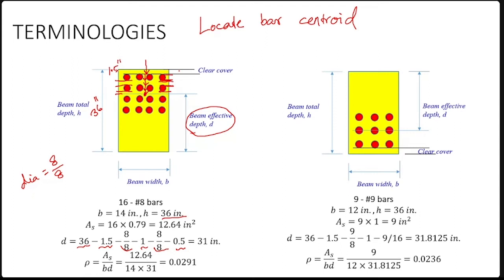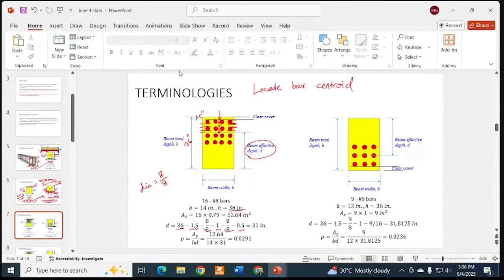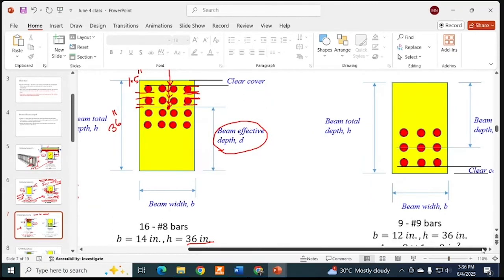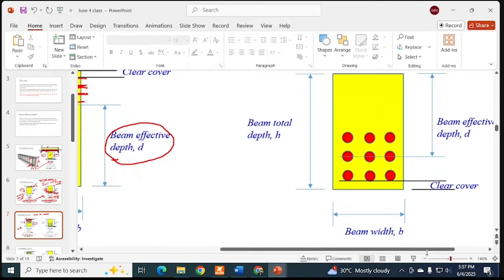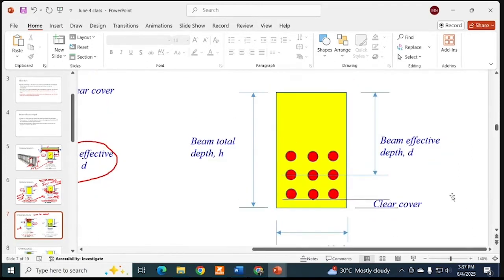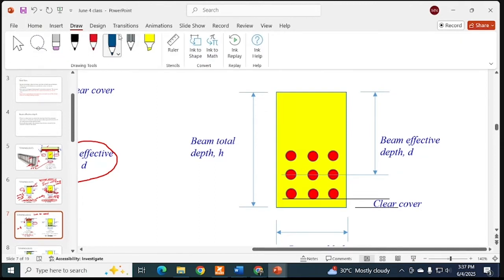Yes, sir. Okay, now I will zoom in and show it. Wait, I will zoom in on the next one. Say we want to find the effective depth for this beam. First, locate the centroid, the bar centroid.